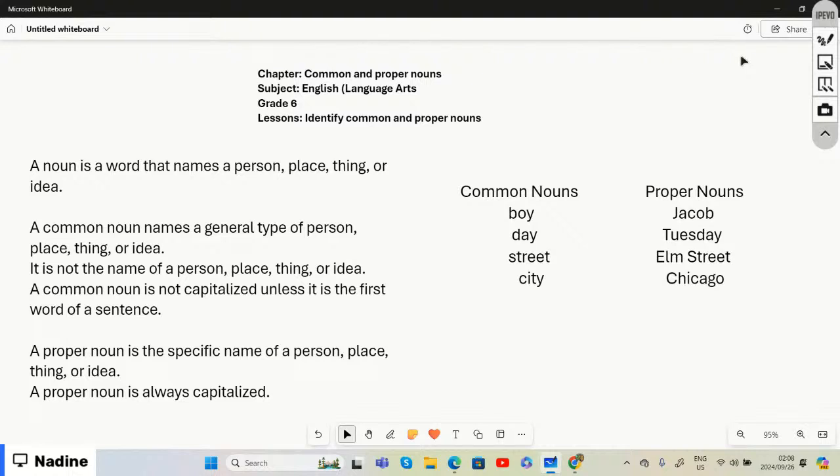Unless we give the person's name, like Helen or Michelle or Elizabeth, then we are specifically talking about that one person, and we call that a proper noun. So basically, a noun is a word that names a person, a place, a thing, or an idea.